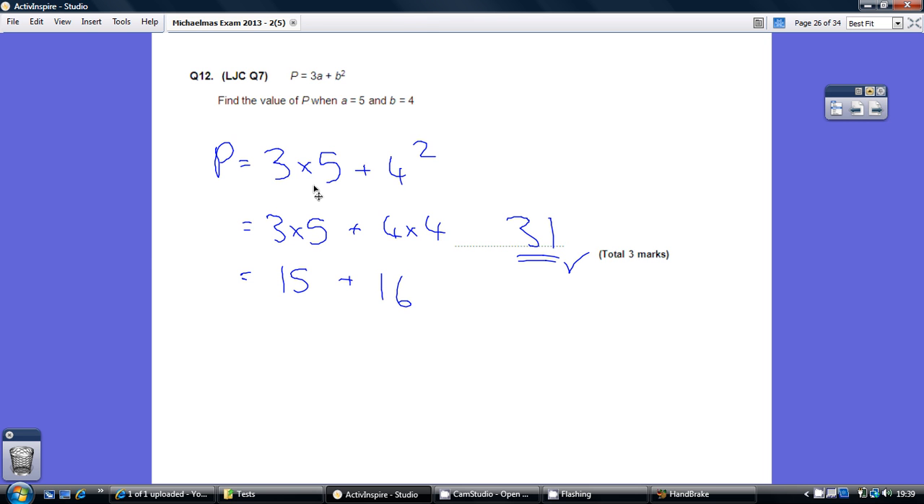So 3 times 5. And remember 4 squared means 4 times itself. It does not mean 4 times 2. So that's 3 5s are 15, 4 4s are 16. Add them together, you get 31. That's the end of part 3.